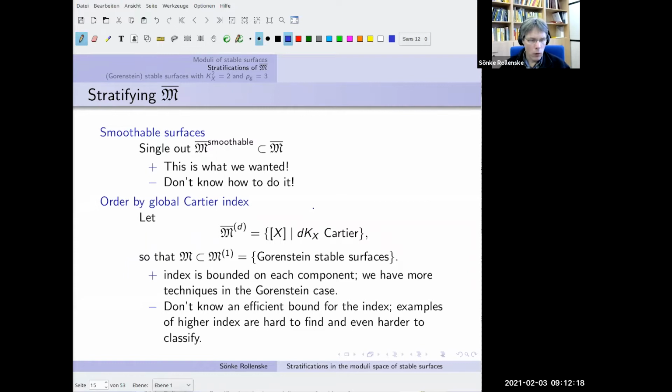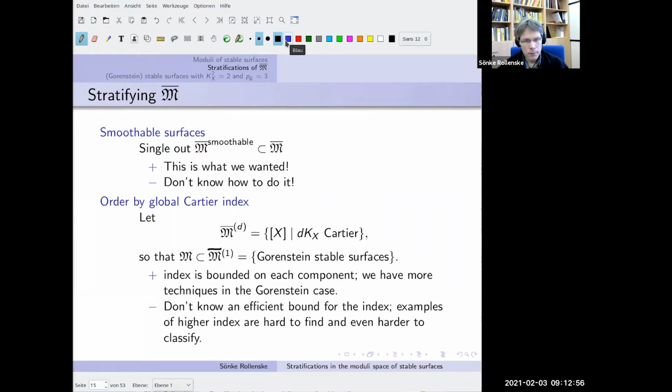Then there's one idea which we pursued for some time. I look at the Cartier index. The canonical divisor is only Q-Cartier, so I look at the smallest number for which it becomes Cartier, and I sort the surfaces that way. So the Gieseker moduli space sits inside M bar 1, the space of Gorenstein stable surfaces.